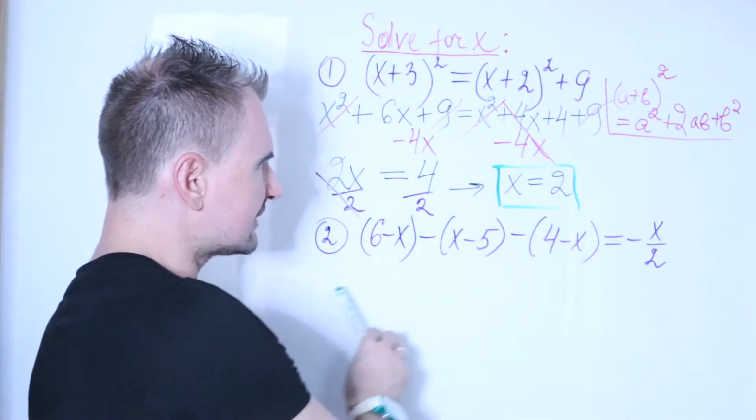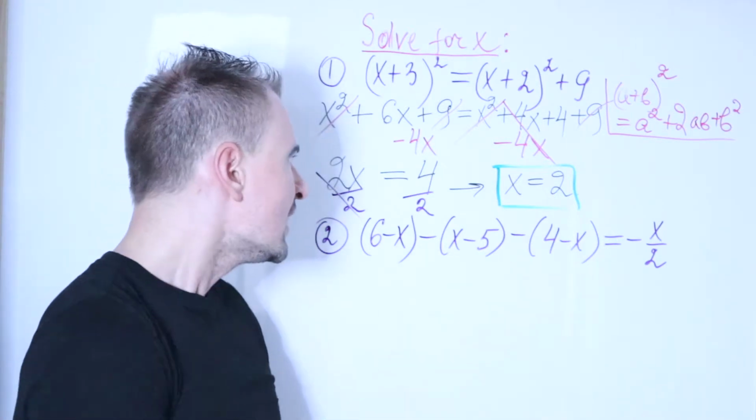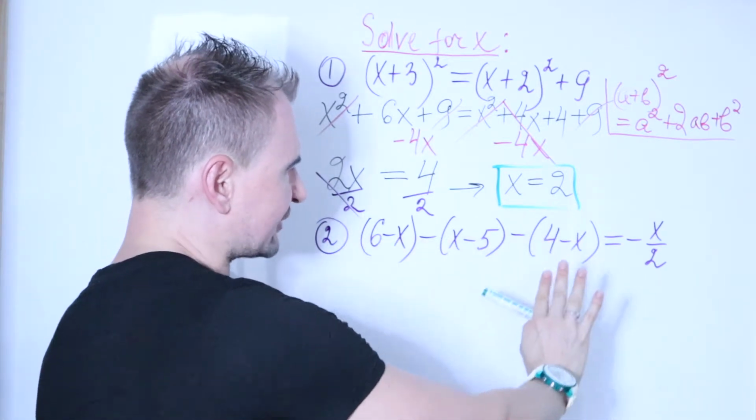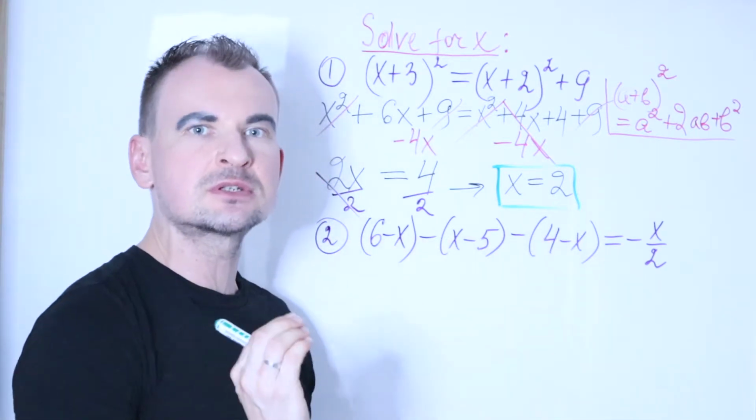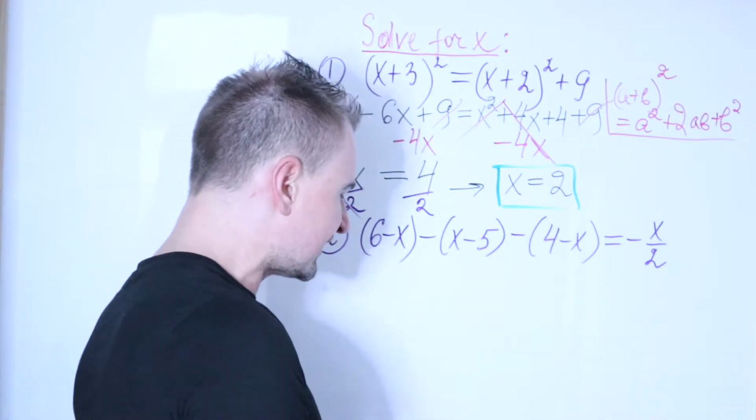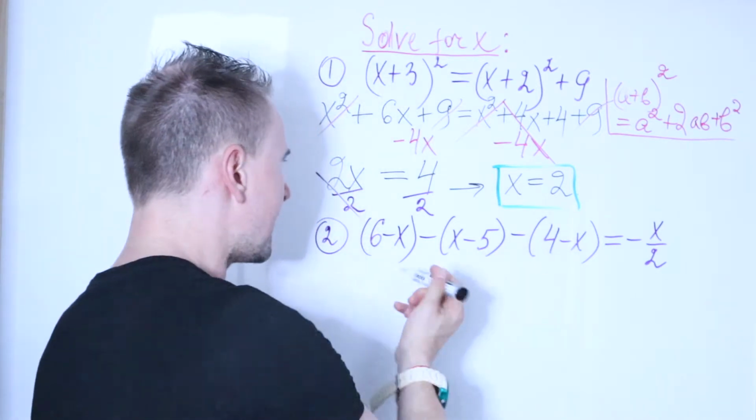Suppose you have been given something like this and you need to solve it for x. So you have 3 different parentheses. So first thing to do is remove them. So remove any parentheses that appear in your equation. So open up the parentheses.